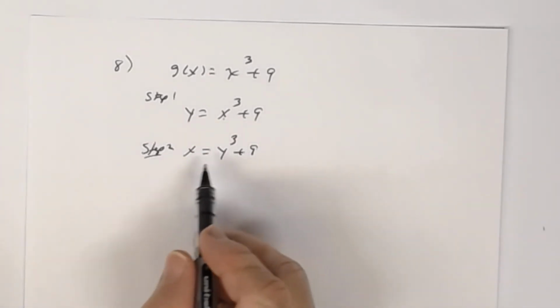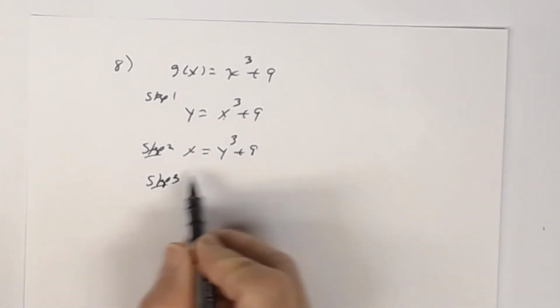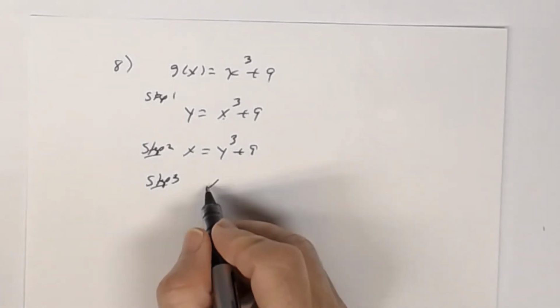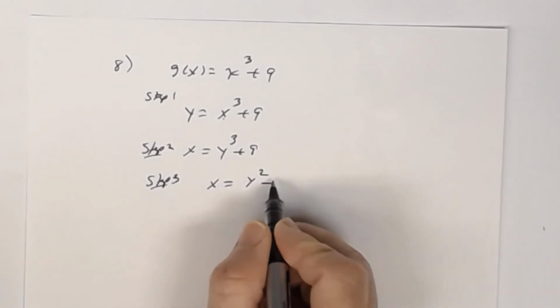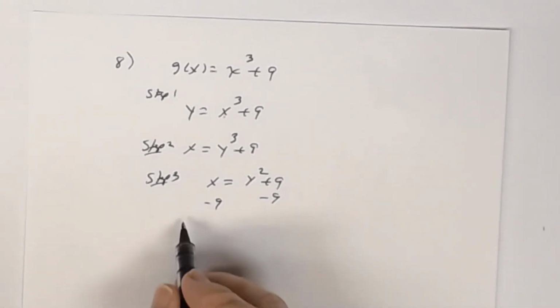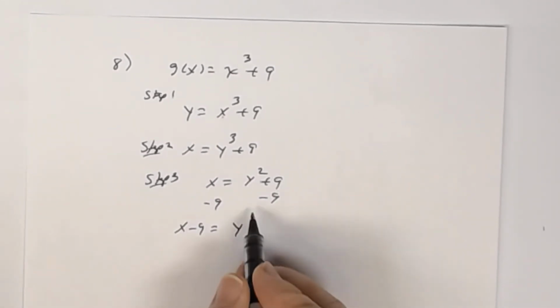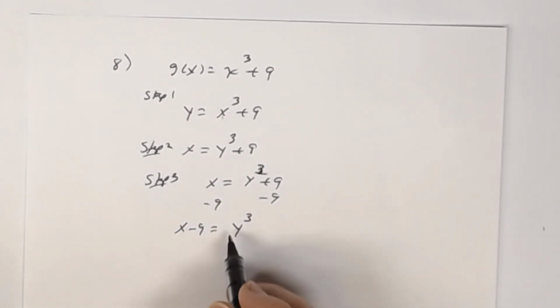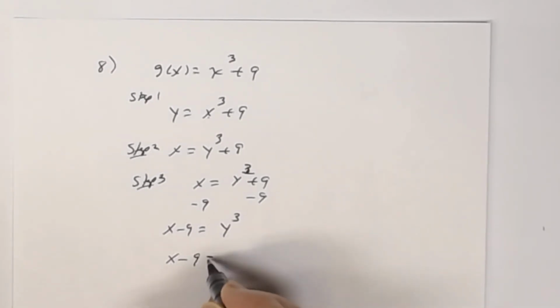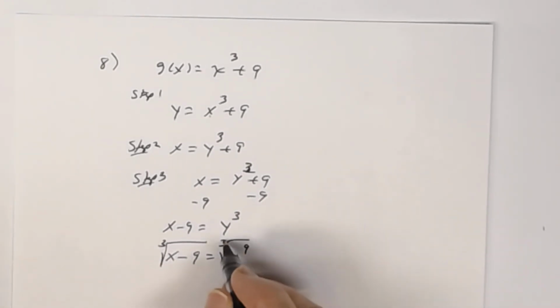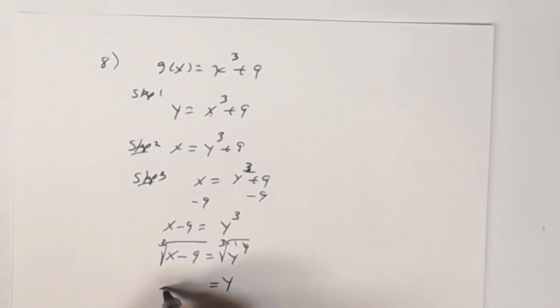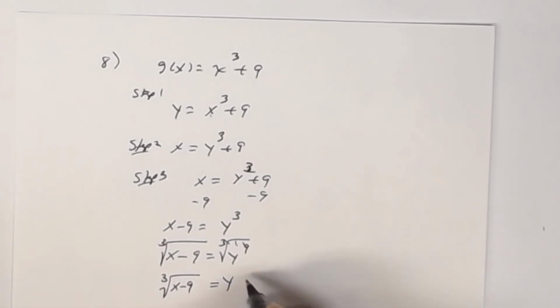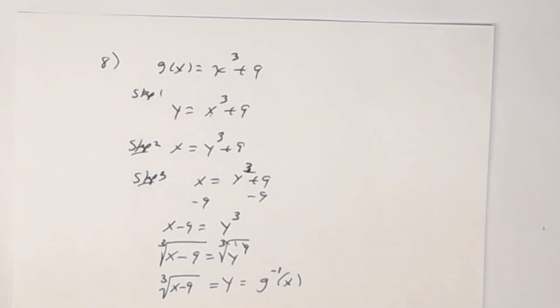Okay, and then step 3 is to solve for y. So I'm going to subtract 9 from both sides, and we're going to rewrite this over. So I get x minus 9 equals y cubed. And then remember, right now I'm cubing y, so the opposite is to take the cube root. So when I do that, I get this, and there's your answer. So y equals the cube root of x minus 9, and there's your inverse. So g inverse of x. Okay, so that's your inverse.